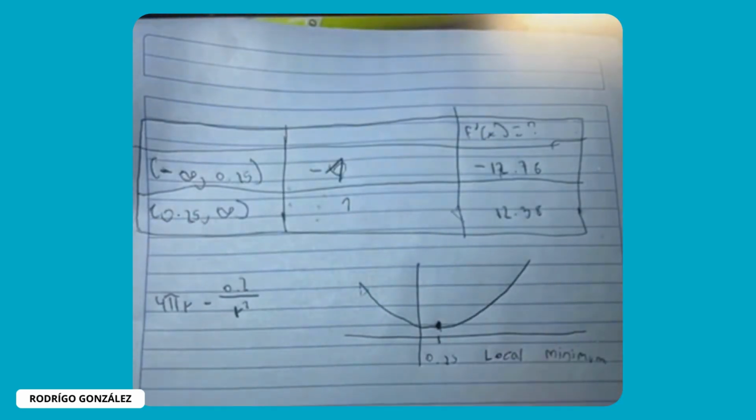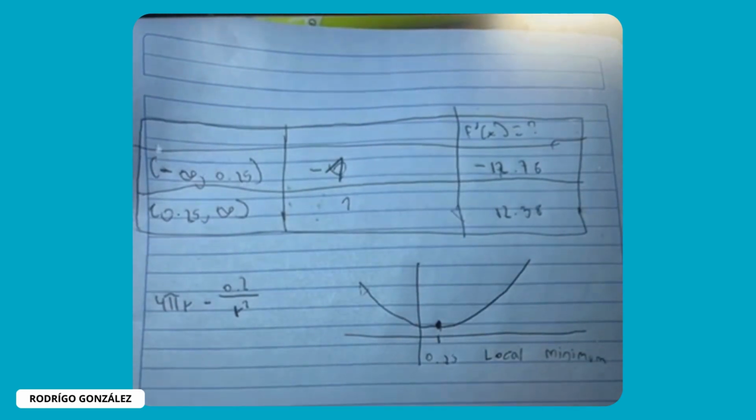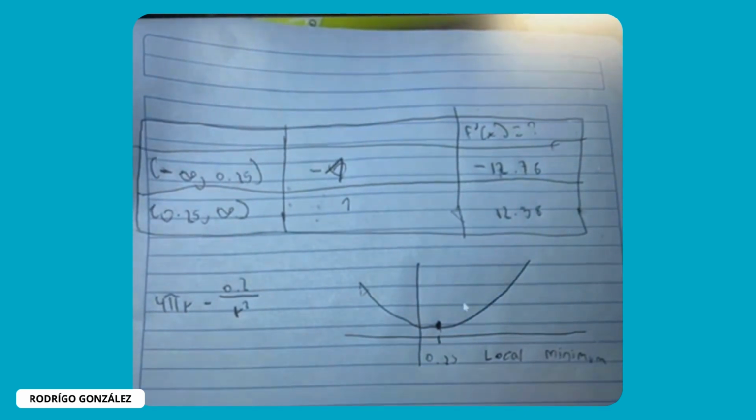So with this, we can conclude that we get a local minimum, which will be our radius, our x, that minimizes the dependent variable, which is 0.25. As you can see, in the first interval it is decreasing, and in the second interval it is increasing. So in order for our drums to use the minimum material and maximize efficiency, they have to have a 0.25 radius.